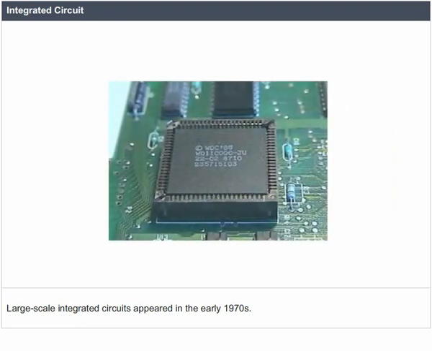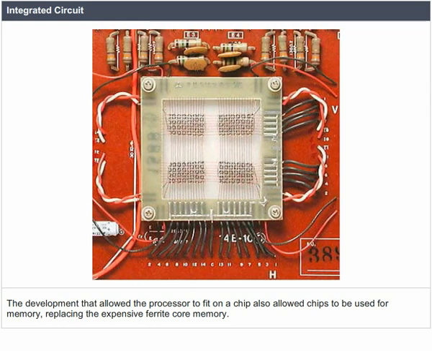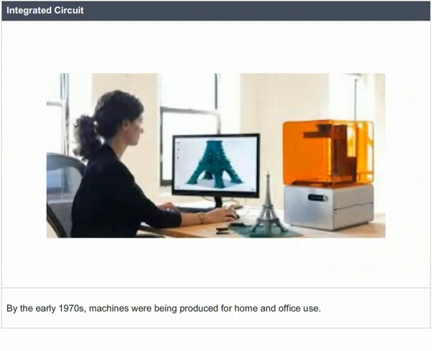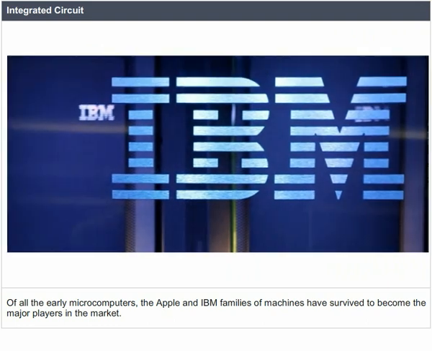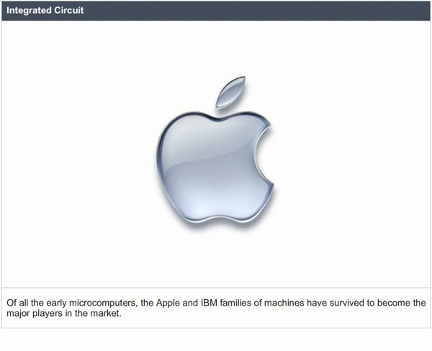Integrated circuit. Large-scale integrated circuits appeared in the early 1970s. The development that allowed the processor to fit on a chip also allowed chips to be used for memory, replacing the expensive ferrite core memory. These advances led to the birth of the microcomputer. By the early 1970s, machines were being produced for home and office use. Of all the early microcomputers, the Apple and IBM families of machines have survived to become the major players in the market.